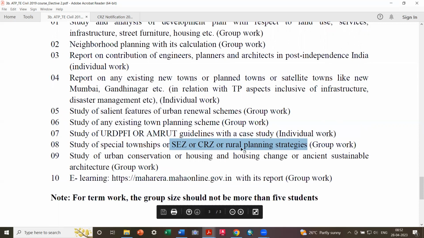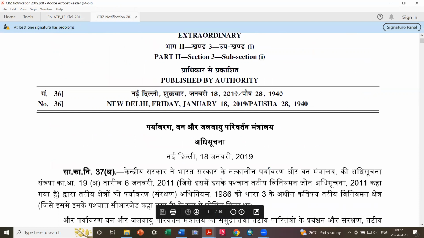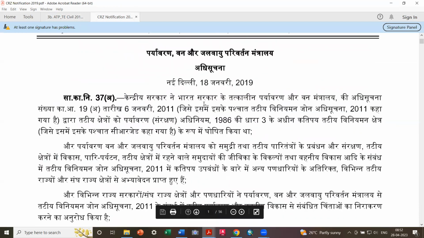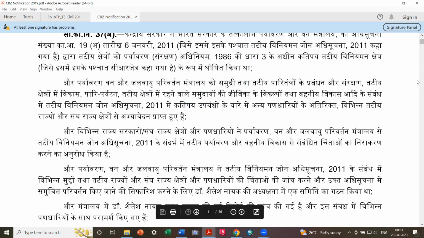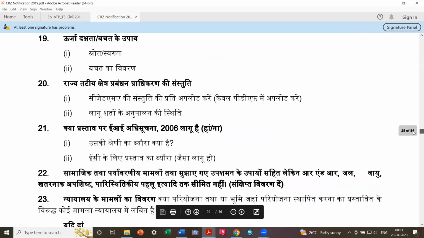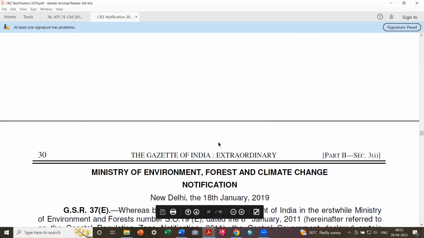So even you can see that for the coastal areas or rural areas, we are taking efforts in many different ways. Even in CRZ also, some points are considered for rural development. So this is 2019. We can say new Act or the notification. Under that, we will see the content.